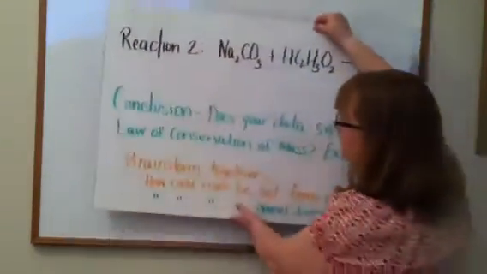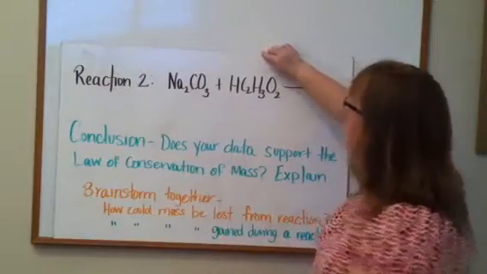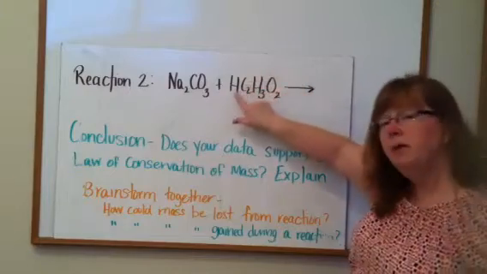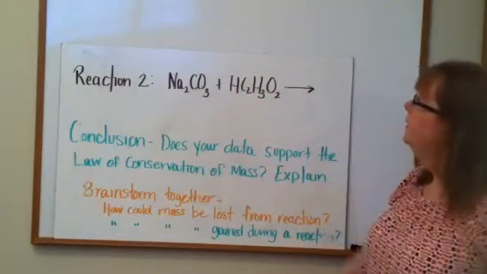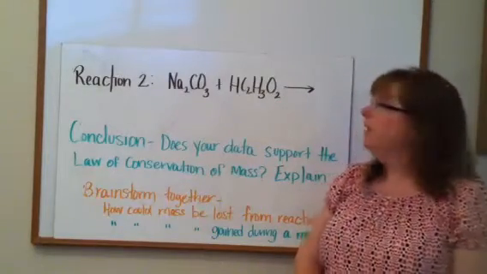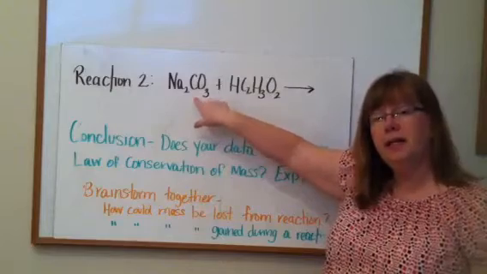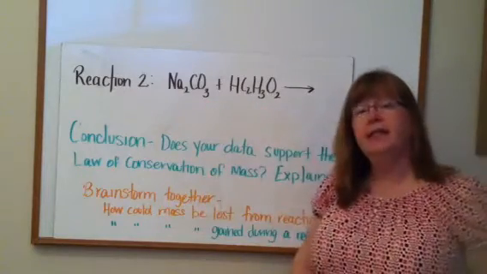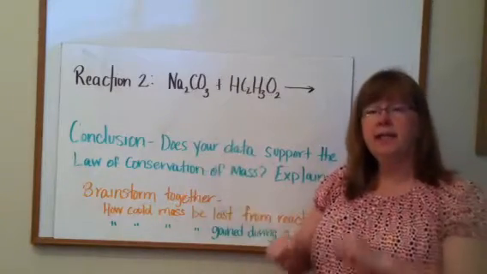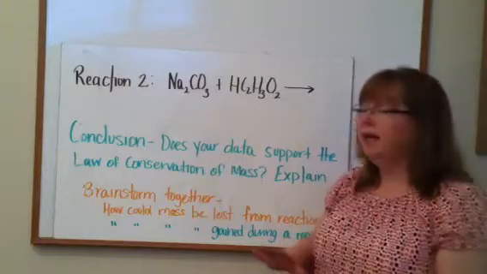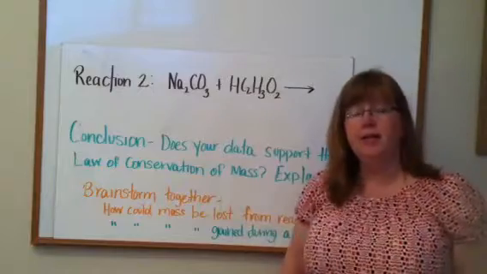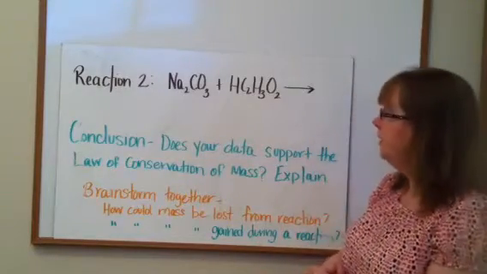Reaction 2 is going to be reacting sodium carbonate with, this is acetic acid. There's the acetate ion, and when you put an H out front, it becomes an acid. So sodium carbonate and acetic acid. You're going to do the exact same thing. You're going to have 2 mLs of sodium carbonate in a test tube and 2 mLs of acetic acid in a different test tube. You're going to weigh their contents before the reaction. You're going to then mix them together, and you're going to record any observations of the chemical reaction, and then you're going to get the mass after the reaction and compare to the mass before the reaction.